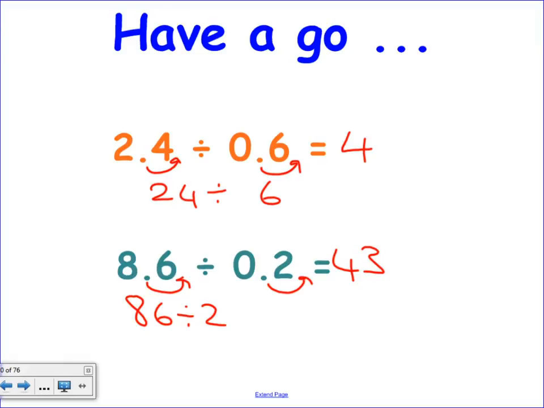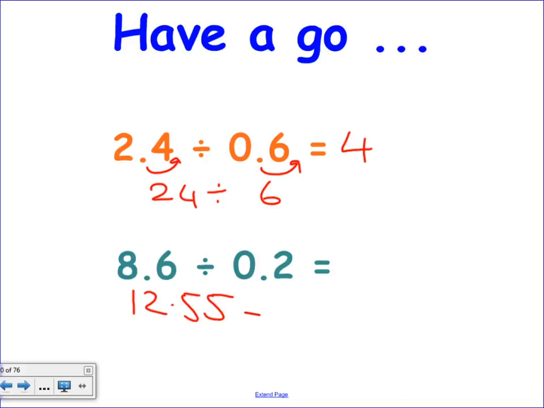Do you want to try a harder one with a bigger number with lots of decimals after it? Because that kind of threw you last time. If I say, I don't know, 12.55 divided by 0.5. There you go. So I've got 12.55 and I'm going to divide it by 0.5. So don't forget equivalence. I'll give you a minute or so to have a look at it.